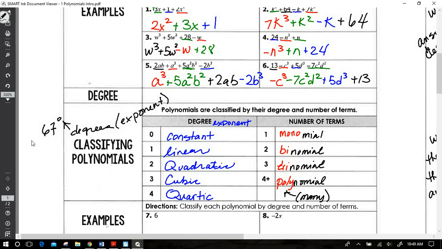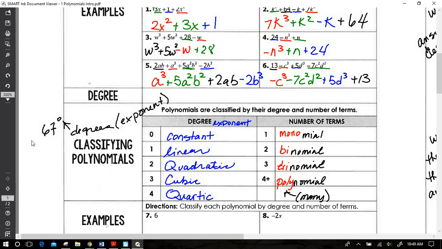So I tried to highlight for you using red the different prefixes for nomials, okay? We have a monomial, which is one term. Remember, we already had that discussion about monopoly. The goal is for one person to have monopolized the entire board. Another example would be a monopod. My husband has used those for photography purposes. It is similar to a tripod, except it only has one leg. So mono means one.